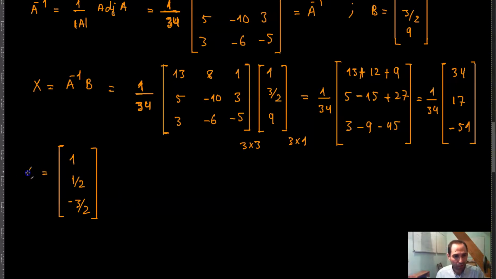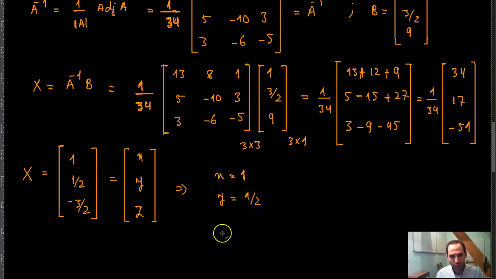So that is equal to X. And that X, by the way, is equal to x, y, and z, of course. You already know that. Which means that x is equal to 1, y is equal to 1/2, and z is equal to negative 3/2, which is exactly what we saw in the graph.